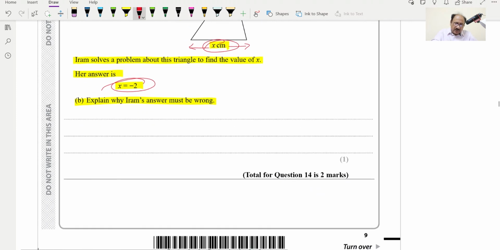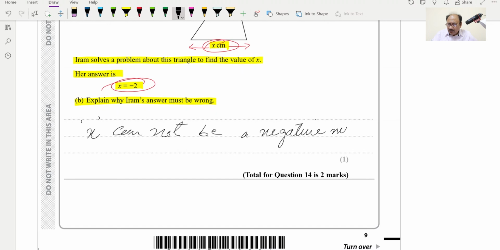So our answer will be over here: x cannot be a negative number.